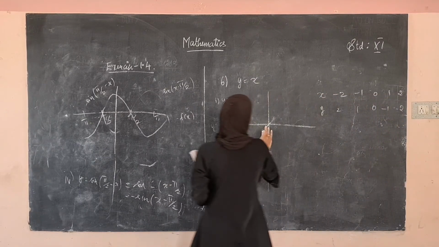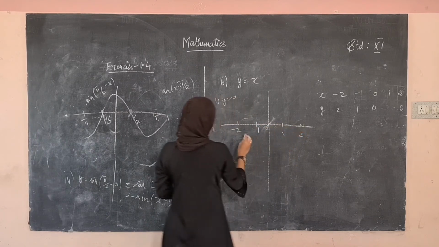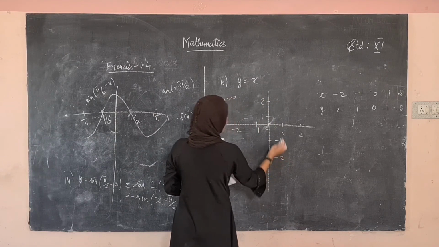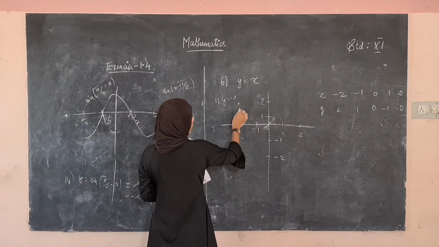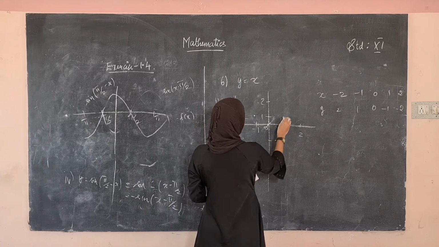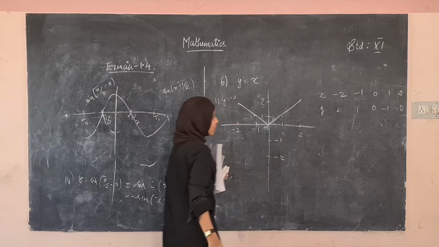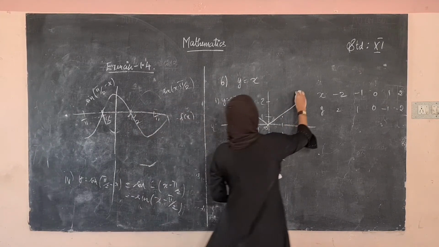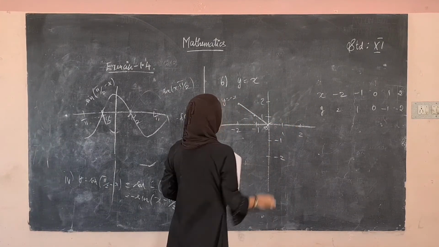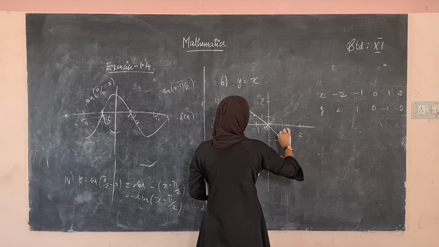Right? Shall we draw here? -2, -1, 0, 1 and 2. For -2 the value is 2. For -1 the value is 1. For 0, 0. For 1 it is -1, and for 2 the value is -2. The graph is like this.